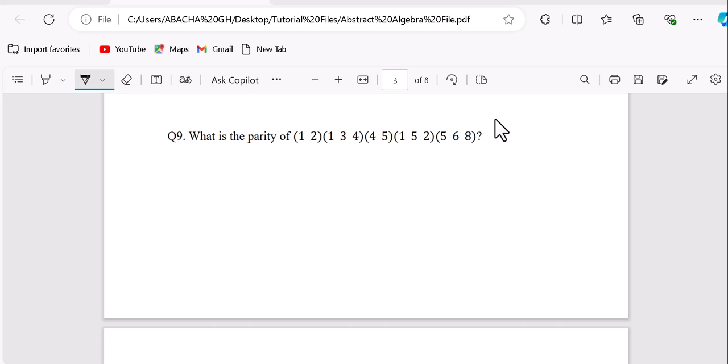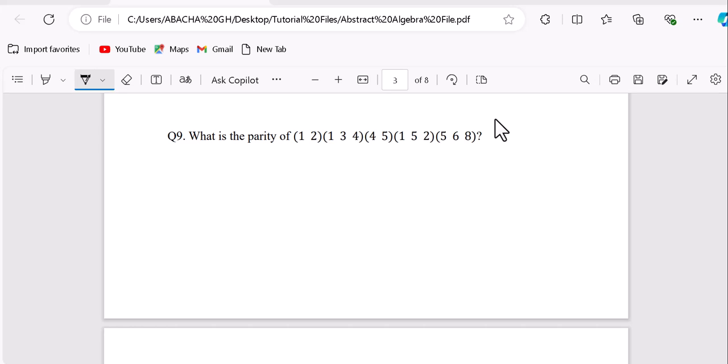Okay, you're welcome. For the first question we are going to look at, they said, what is the parity of this particular cycle? So we have a disjoint cycle, and then we are asked to find the parity.